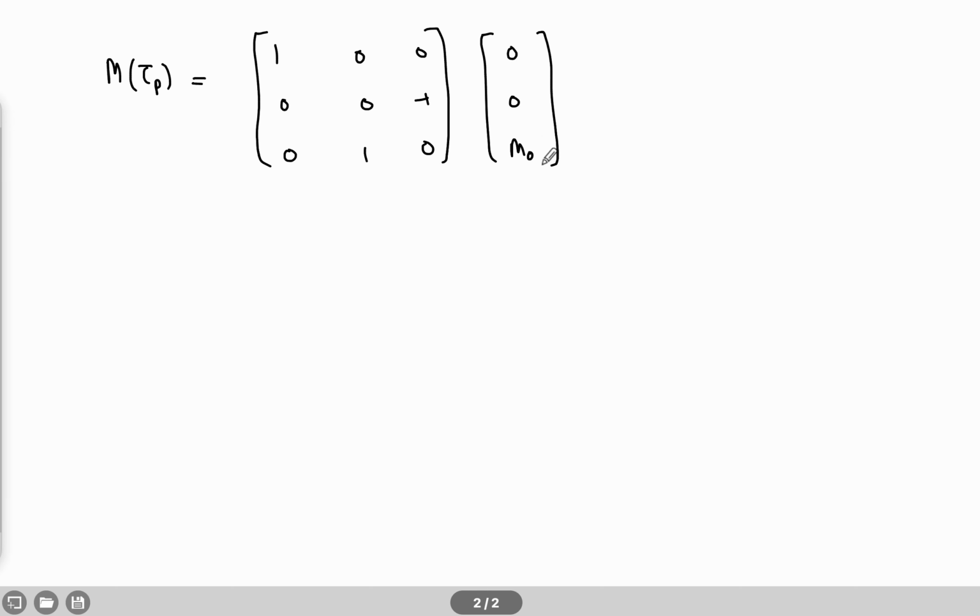So I will write M0 here, or simply M I can write. Okay, so M is along the z-axis, that means it is represented as 0, 0, M. So this is basically M k cap, the initial magnetization.